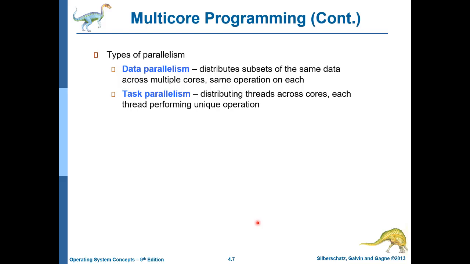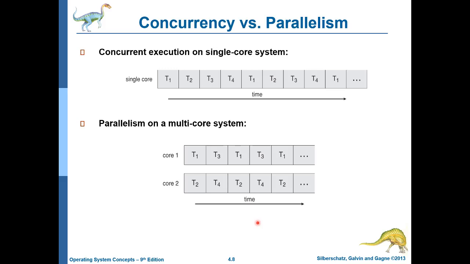How do we explain this notion of concurrency and parallelism? You can see this diagram. One diagram shows concurrent execution. This is only a single core, but there are 4 tasks executing concurrently. And the other one, the bottom diagram, shows parallelism on a multi-core system. So you have 2 cores and your applications are executing in parallel.